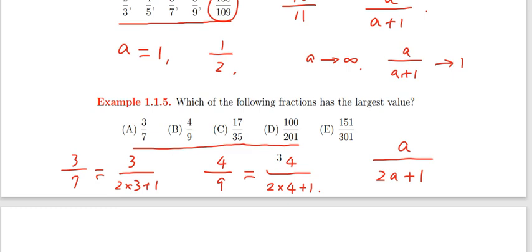And for this one, E, it is not of that form. Suppose the numerator is b, then the denominator is 2b minus 1, right?